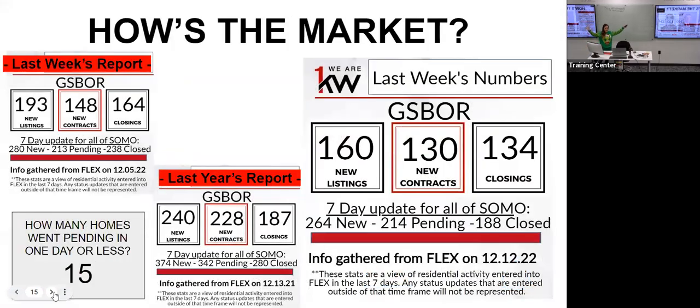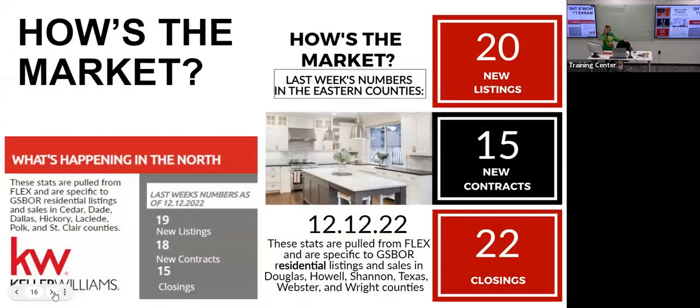All right, so how's the market? Mike always says these wonderful numbers, and I think he sent them out to you guys. We had 160 new listings on the GSVR, 130 new contracts, and 134 closings. Last week, we had 193 listings, so we're down in listings, down in new contracts, and down in closings. But that's okay. We're entering into the holiday season. I expect a little bit of a slowdown here and then it'll pick right back up. Ignore what's going on, just do the activities. That's what Gary says.